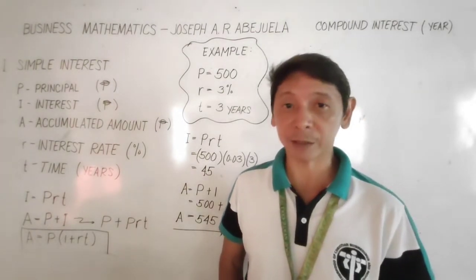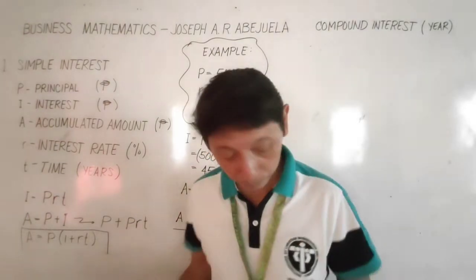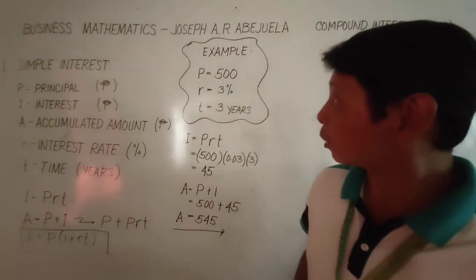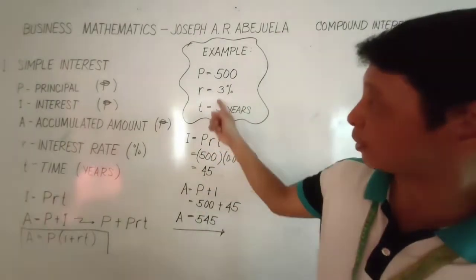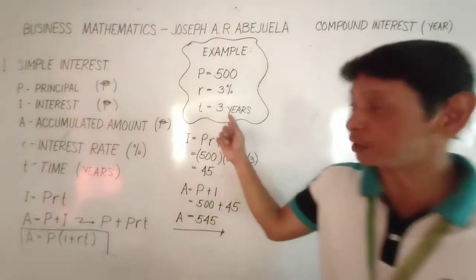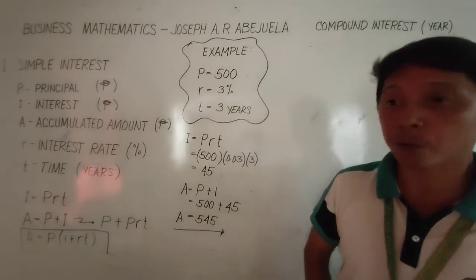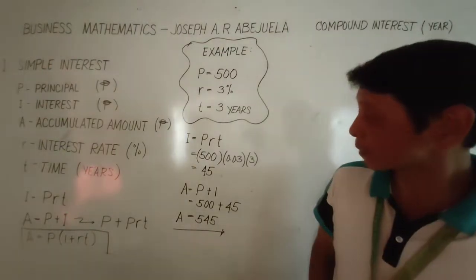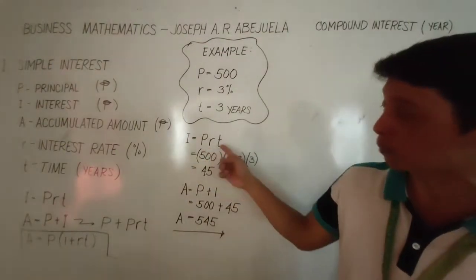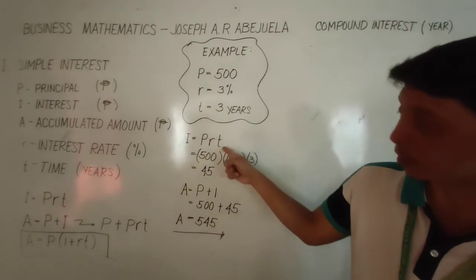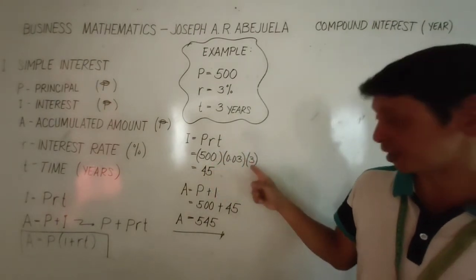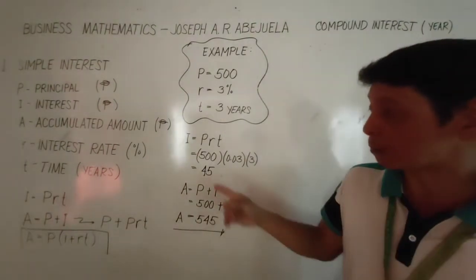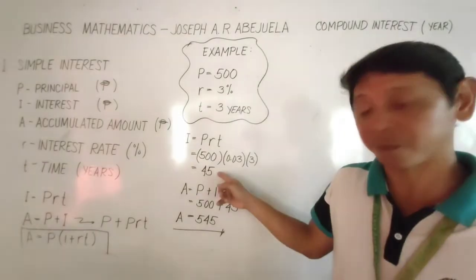with compound interest. Here we have an example of simple interest where the principal P is equal to 500 and the interest rate is 3% and the time is 3 years. So in computing for the interest amount, we have the principal multiplied by the interest rate multiplied by the time, which is 500 times 0.03 times 3. So we have an interest amount of 45.